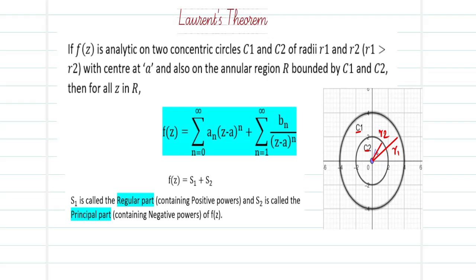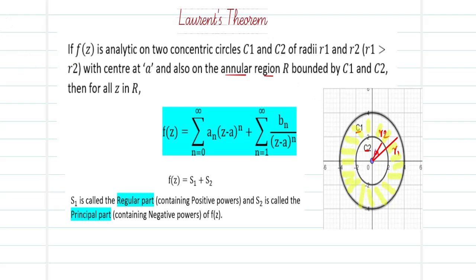The center is A, the center of the circle. So the function f of z is analytic on the boundary C1, on the boundary C2, and in the annular region. What do we mean by annular region? It is the region between these two circles. So f is also analytic in the portion bounded by these two circles. This is how we refer to it as R.